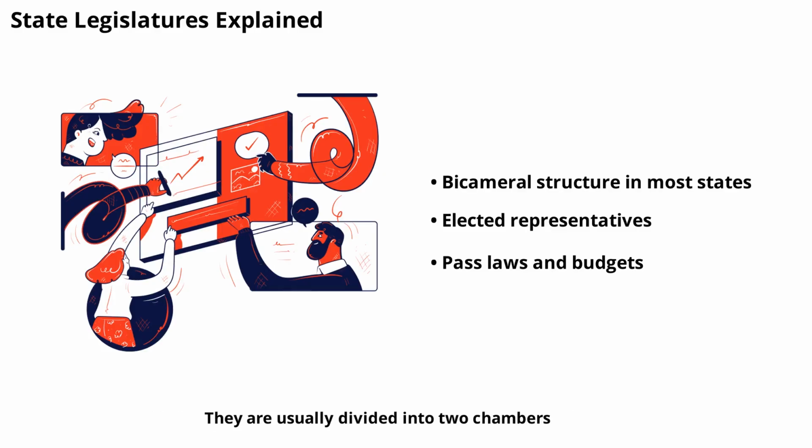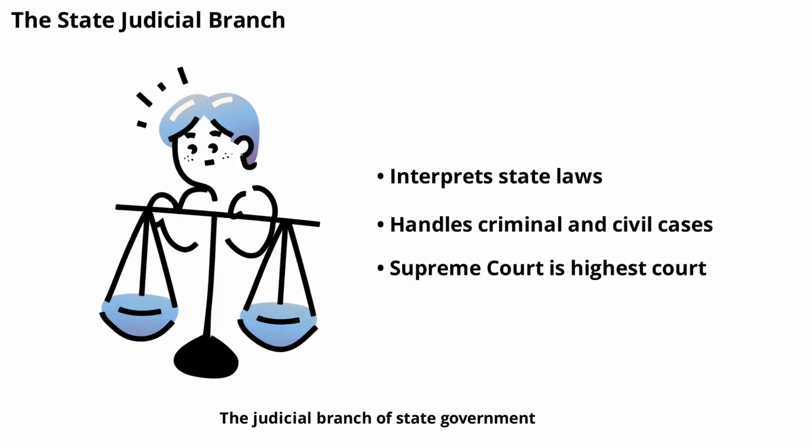State legislatures are the lawmaking bodies of each state. They are usually divided into two chambers, a Senate and a House of Representatives or Assembly. Legislators are elected by the people and are responsible for proposing, debating, and passing laws that affect the state. They also approve the state budget and oversee how public funds are spent. By representing the interests of their constituents, state legislators ensure that the voices of local communities are heard in the policy-making process.